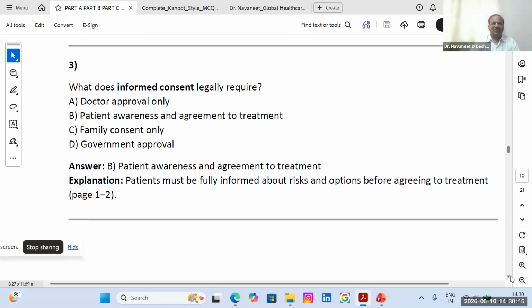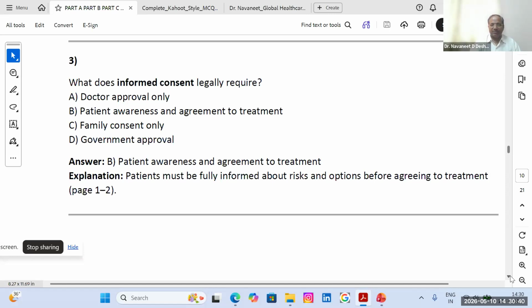Let's now try to see the next question. What does informed consent legally require? A. Doctor approval only. B. Patient awareness and agreement to treatment. C. Family consent only. D. Government approval. The correct answer is B. Patient awareness and agreement to treatment. Explanation: patients must be fully informed about risks and options before agreeing to the treatment. That is the meaning of informed consent.